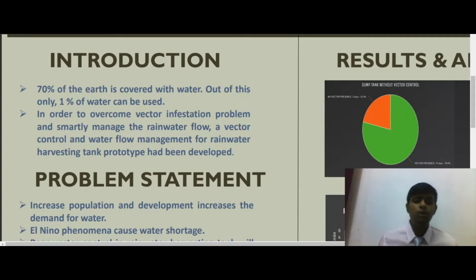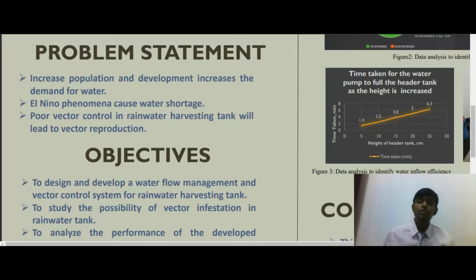In order to overcome the vector infestation problem and smartly manage rainwater flow, a vector control and water flow management system for a rainwater harvesting tank prototype has been developed in this project. Now let's move to the problem statement part.